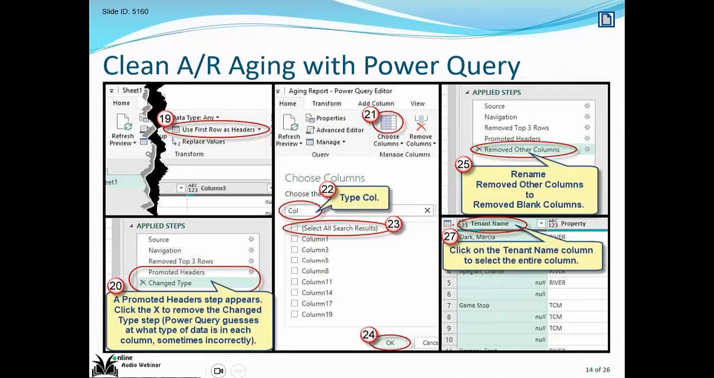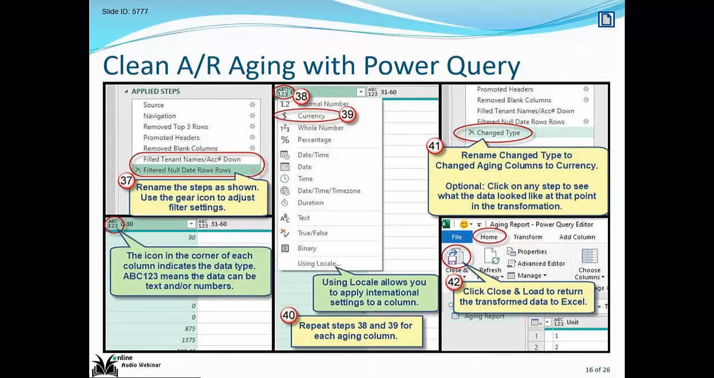In the next step here, I can say use first row as headers. Now it may also add a changed type command there. In that field, I'm going to start typing the word column. I don't have to finish it, I can just start typing column. That's going to give me a list of all of the blank columns. If I clear them from the search results and click OK, that then removes them from the grid. Power Query is very prone to sending numbers back to Excel.